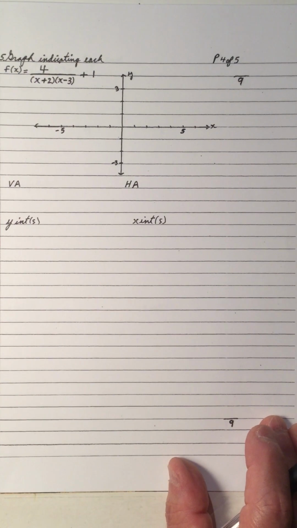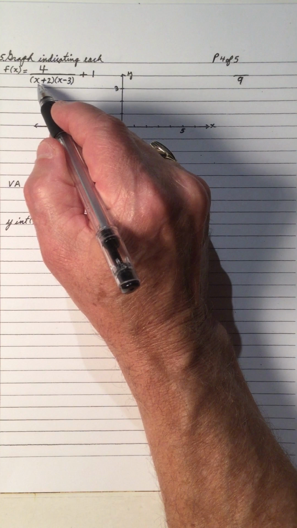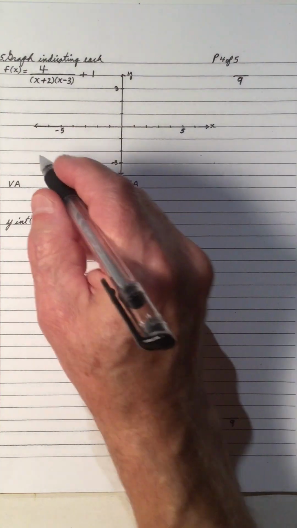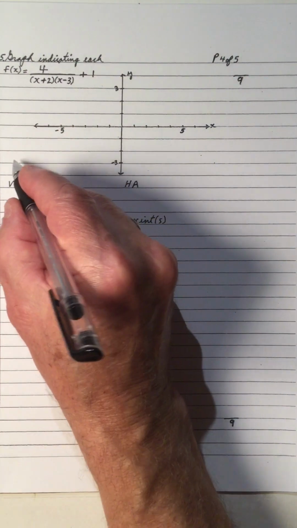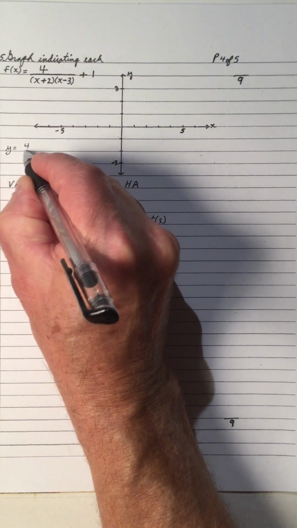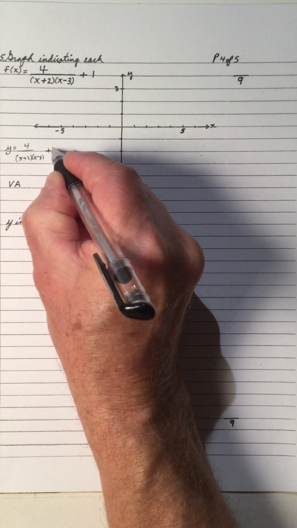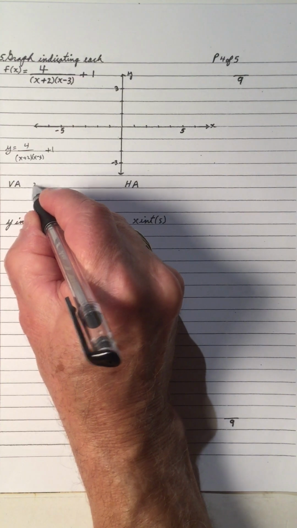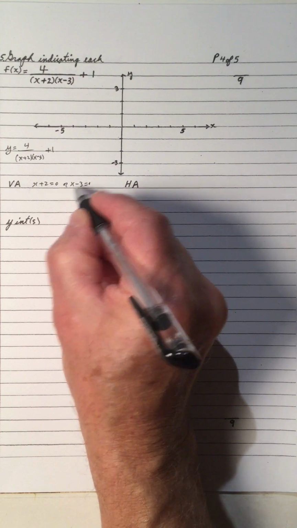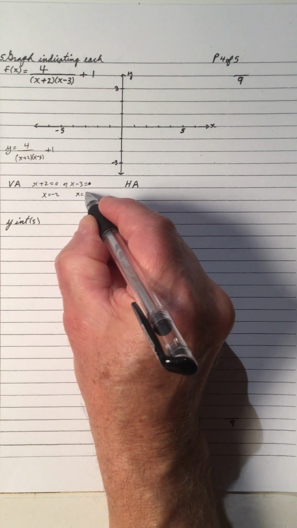Okay, let's continue. Graph indicating each. So we got f of x equals 4 over x plus 2 times x minus 3, plus 1. So what we can do is we can make the equation in terms of y. Okay, there's the equation in terms of y. So the vertical asymptotes are at x plus 2 is equal to 0, or x minus 3 is equal to 0. So the vertical asymptotes are at negative 2 and 3.